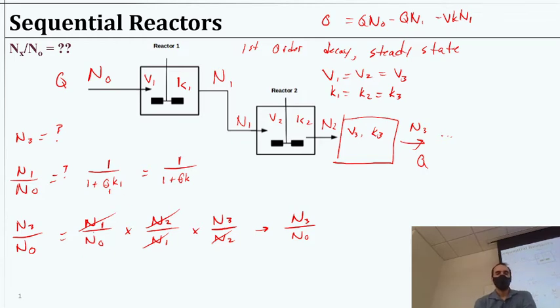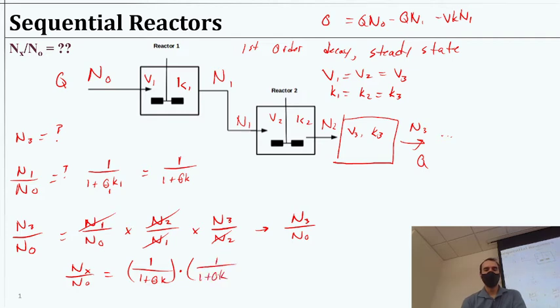And what that means is, if they're all the same like that, then this Nx over N0 is going to be simply equal to 1 over 1 plus theta k to the x power. So if we had one reactor, that x would be 1, and this holds true. We've derived that. We're looking at Nx where x is equal to 2, then essentially what we're doing is we're saying that times 1 over 1 plus theta k. If this was N2 here, then it's just that twice, right? Because that's N1 over N0 times N2 over N1.